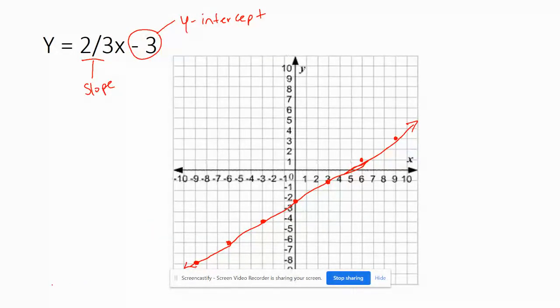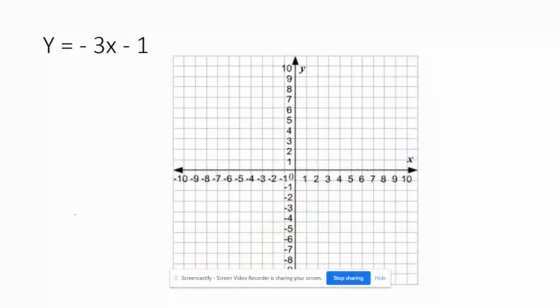Let's do some more. The y-intercept is here, -1, and my slope is -3. So the y-intercept should be right here, and my slope should be -3. Now notice I've got to go this way because it's negative this time. My slope is negative, so rise should be 3 and run should be 1. So 1, 1, 2, 3.